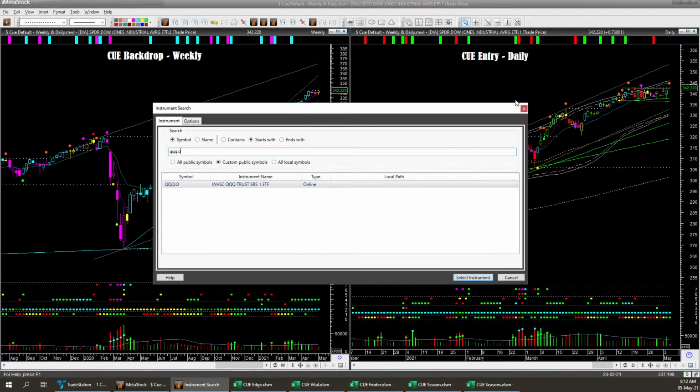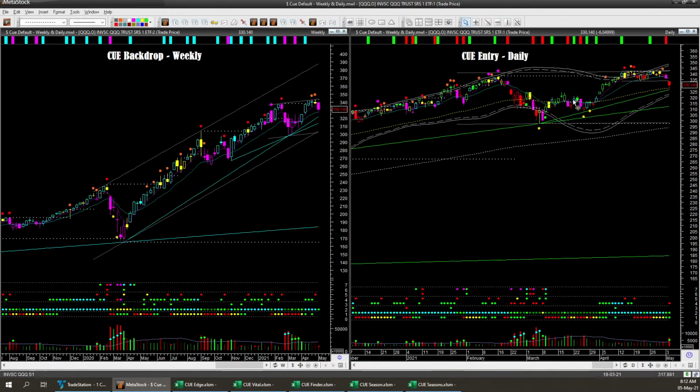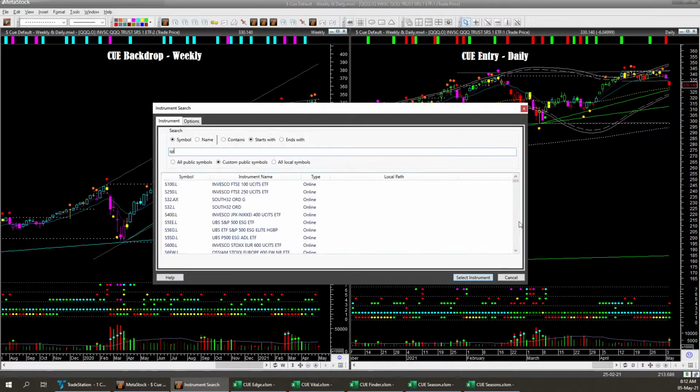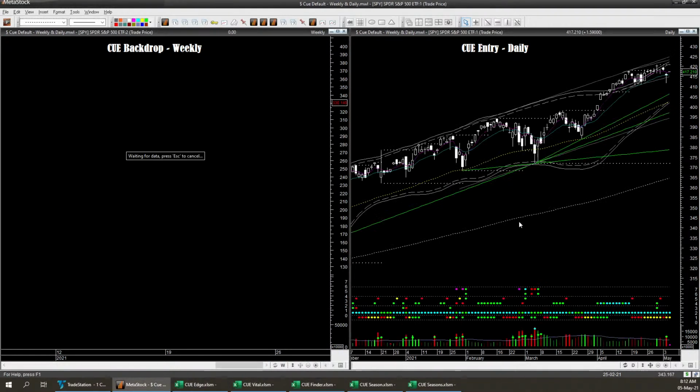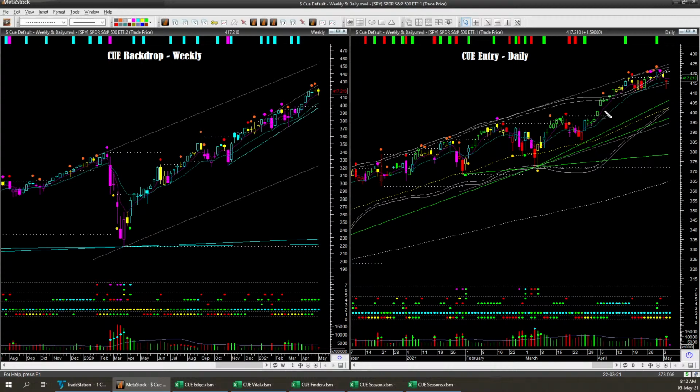Let's review QQQ again. It is back inside the range formed by trendline support, watermark resistance. So it is also moving sideways. And SPY, this is the strongest one. It is in an uptrend, but it is stalling at a high price level. Other than SPY, the other market ETFs are moving in a range.